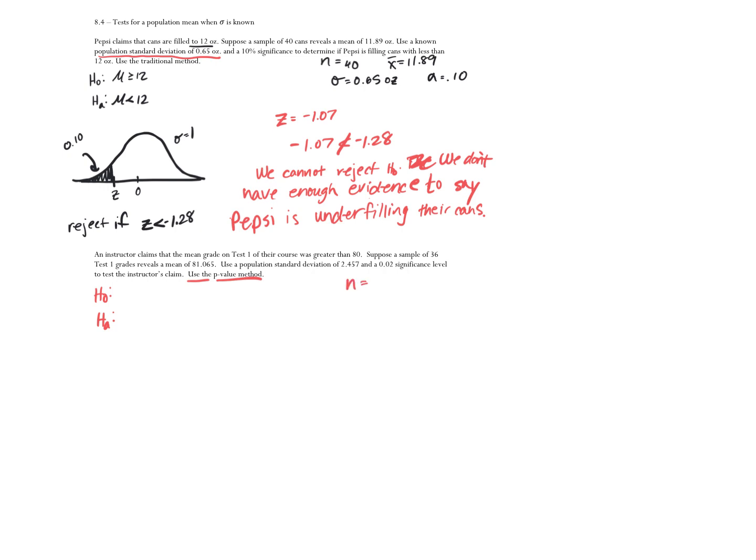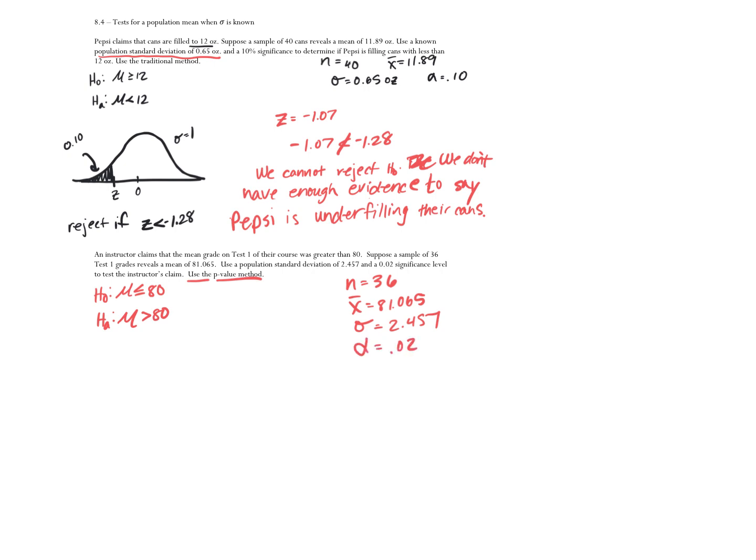Suppose a sample of 36 reveals a mean of 81.065. What are my hypotheses? The null would be mu is less than or equal to 80. The alternative would be mu is greater than 80. Okay. Use a population standard deviation of 2.457. So what does that tell us? Z. Okay. And alpha equals 0.02.